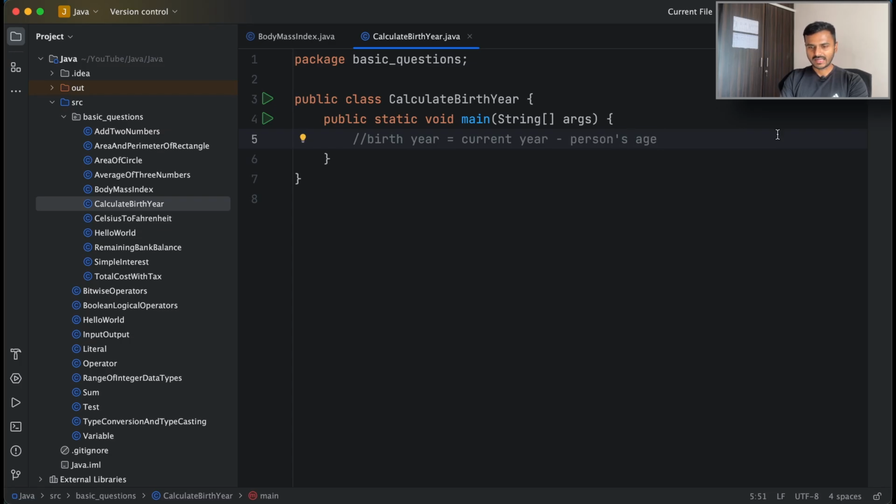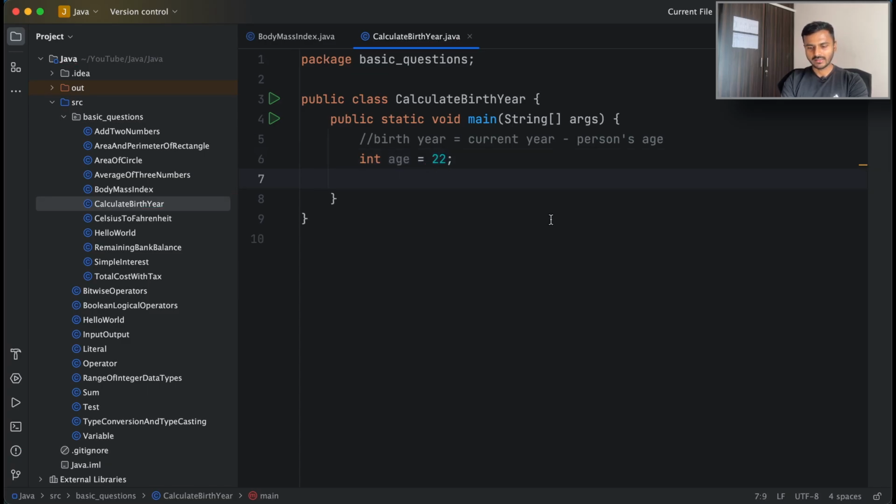Now over here, tell me how many inputs do you need? Do you need two inputs, that is the current year and the person's age, or just one input, because the current year is known information, right? So we are going to take just one input, which is the age of the person. We'll say int age, and let's put the age as, for example, 22.